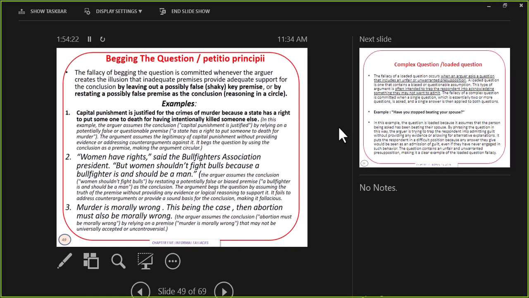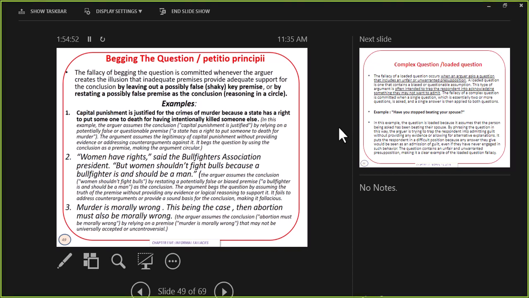Something similar is true for the second argument. Women have the right, said the Bullfighter Association's president, but women should not fight bulls because the bullfighter is and should be a man. It circles. The arguer assumes the conclusion, women shouldn't fight bulls, by restating a potentially false or biased premise, right? So it happens typically either by reasoning in a circle or by missing out a questionable premise.